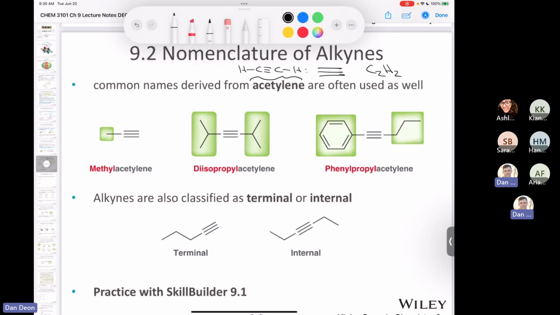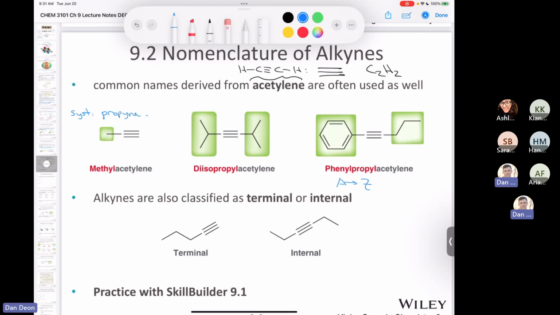However, when we're naming alkynes with common names, we name them as acetylene derivatives. So if you can identify the alkyl group, you name it, and then you follow up with acetylene. So this would be methylacetylene, diisopropylacetylene. And here you have two different groups, so you just list them in alphabetical order, A to Z. So phenylpropylacetylene. And if you're wondering, wouldn't this have a systematic name as well? Yes, absolutely. The systematic name for this would just be propyne, but you can call it methylacetylene.